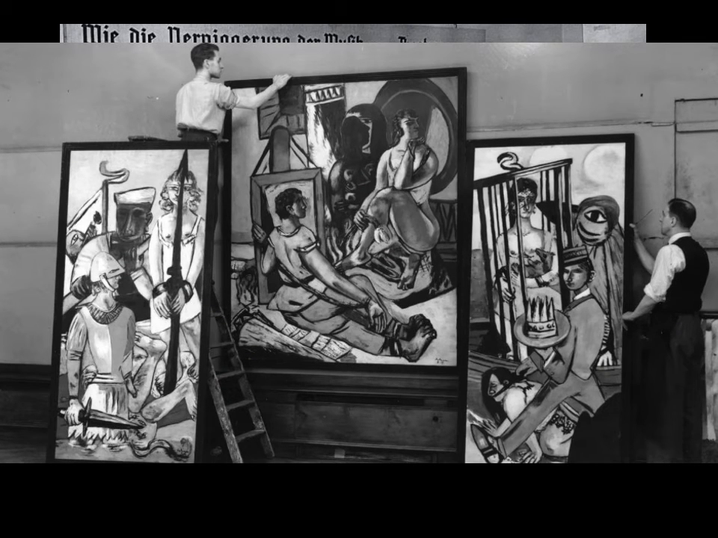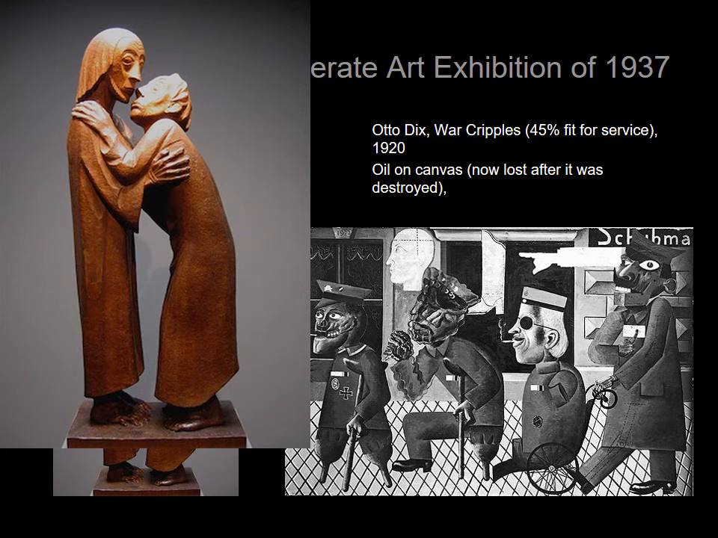Another piece, these are men hanging these works. So works that we've seen today from the Degenerate art exhibit are the one on the right, the Otto Dix War Cripples, 45% fit for service. Again, it was lost or destroyed after the exhibition. The other piece is the Reunion by Ernst Barlach. I didn't show you this earlier, but it's a mahogany wood carving, and it's another piece that was part of this exhibition.